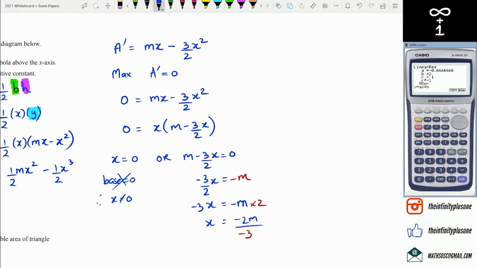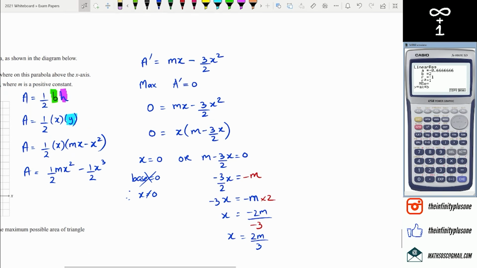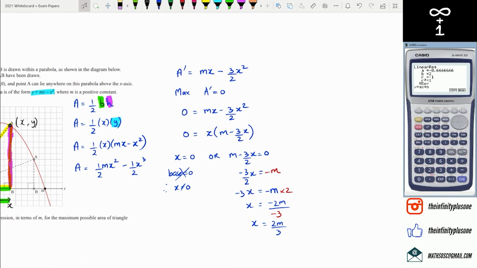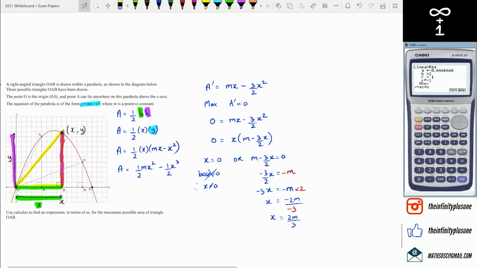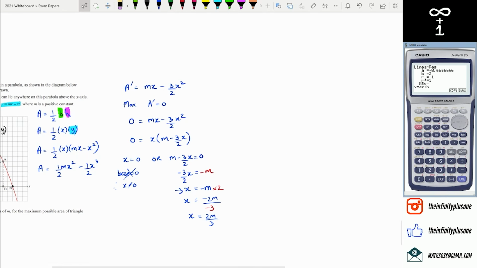Or in other words, the maximum happens when x equals 2m over 3. So all I've figured out is the value of x when the maximum area happens. Now, if you think about it, the question is actually asking what is the maximum possible area. What I've just figured out is the value of the base where the maximum possible area is going to happen, which means I need to go back and substitute into the original area function.